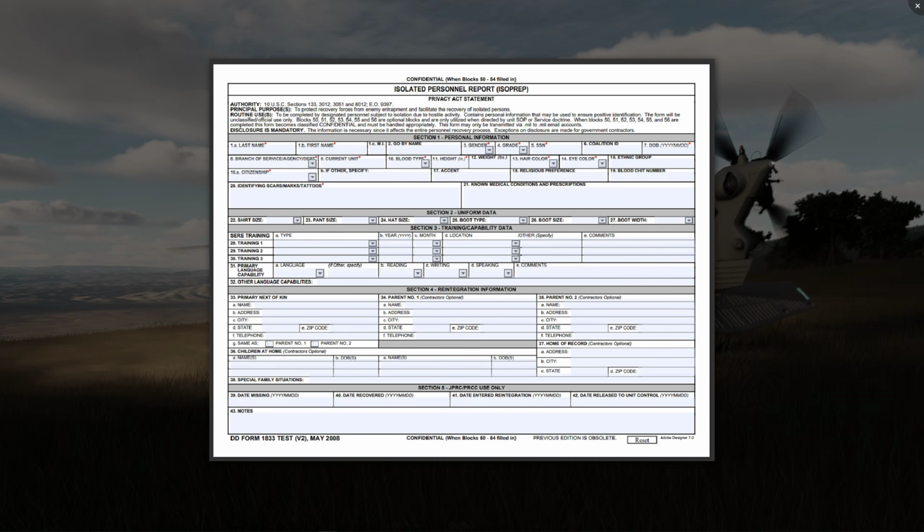So the second page that you'll look at is just self-explanatory also. It's where the person's information goes in. They ask for blood type, current unit, eye color, a lot of stuff. If they're issued a blood chit, I have a section on that. If you go back and search Air Warfare Group blood chit, you'll see the episode on that. You'll see what blood chits are all about.